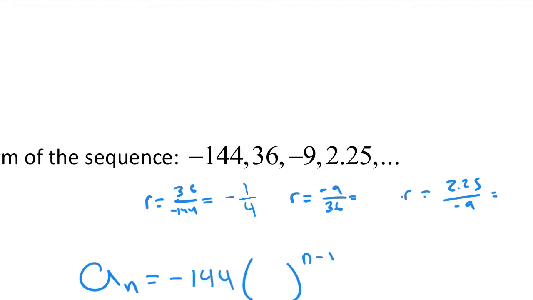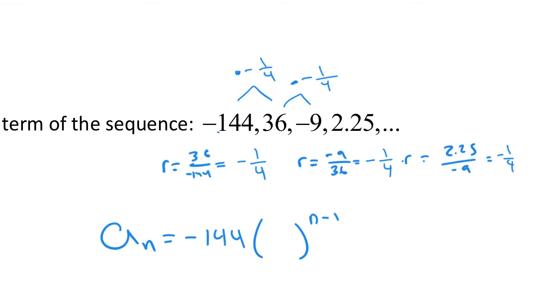And I can test the next pair. Does negative 9 divided by 36 also equal negative 1/4? And it does. And 2.25 divided by negative 9 is also negative 1/4. So what I've done is I've found the common ratio. What am I multiplying by to get to the next? Negative 144 times negative 1/4 gives me positive 36. Positive 36 times negative 1/4 gives me negative 9, etc. So that's my common ratio.